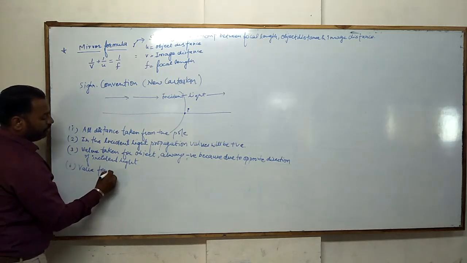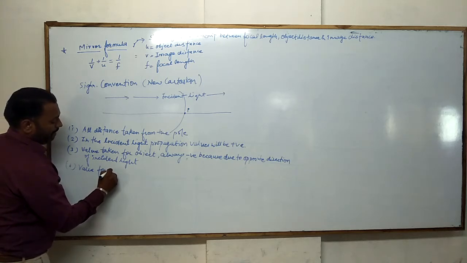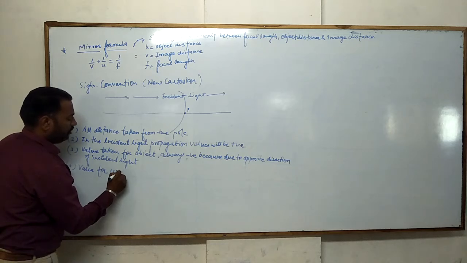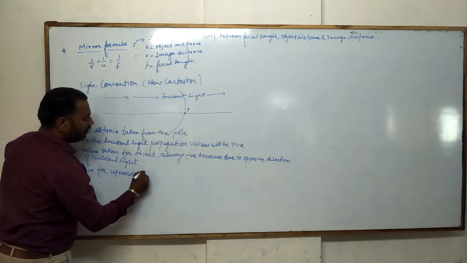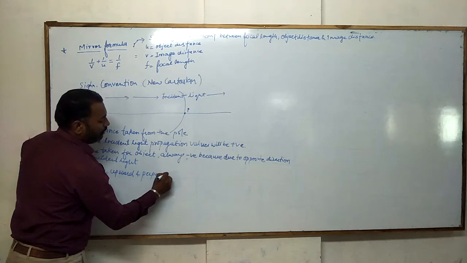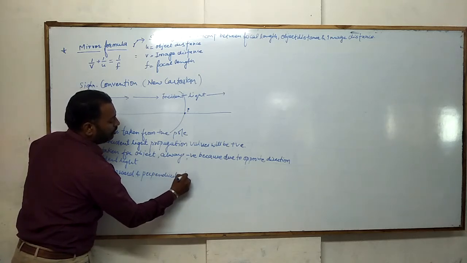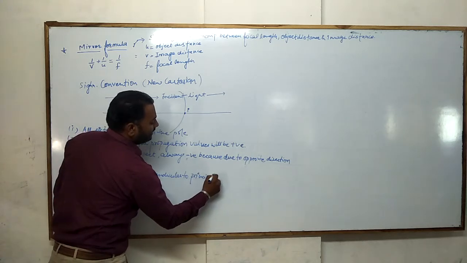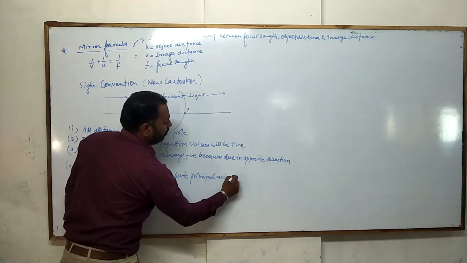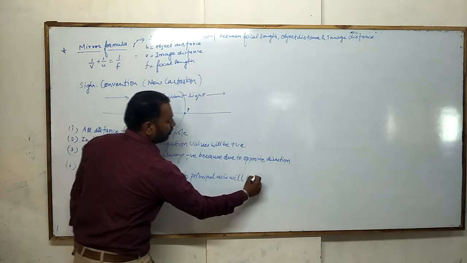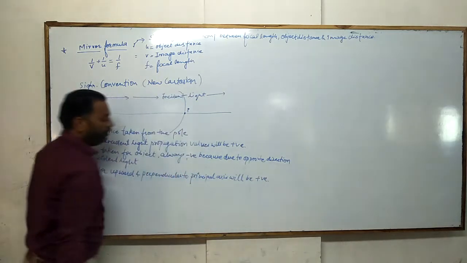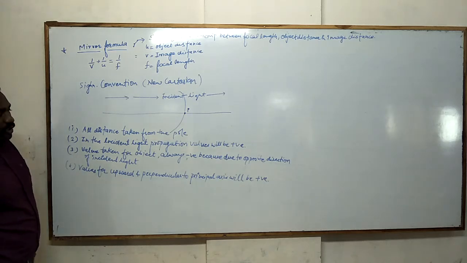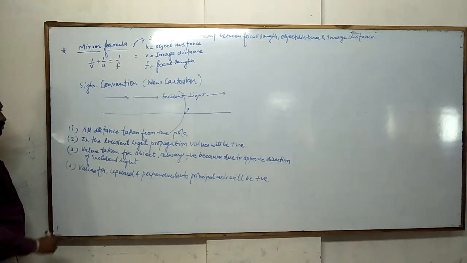Values for upward and perpendicular to the principal axis will be positive. It means values for upward and perpendicular to the principal axis will be positive.